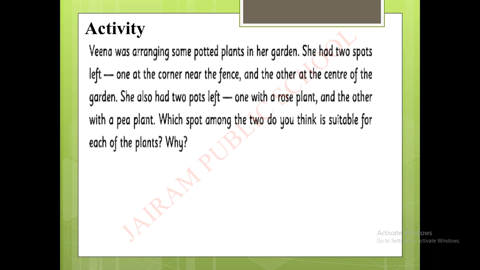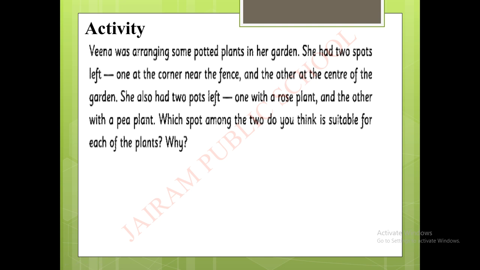Right, here is an activity. It is going to be a very interesting activity. The question given here is, Veena was arranging some potted plants in her garden. So what has Veena decided? She has decided to arrange some potted plants in her garden. She had two spots left. After arranging, she has two spots, one at the corner near the fence and the other at the center of the garden. So she has two places left.